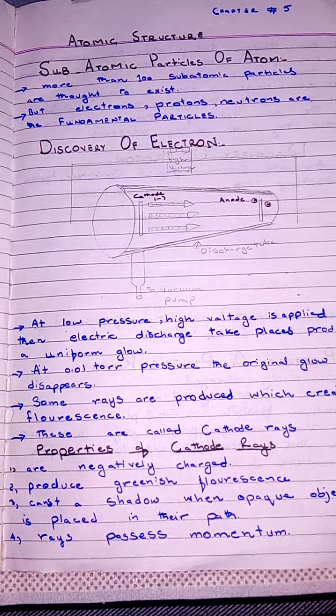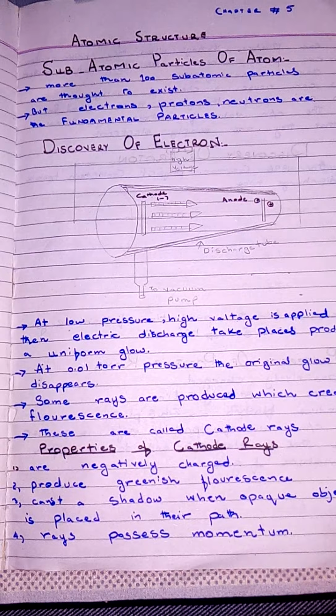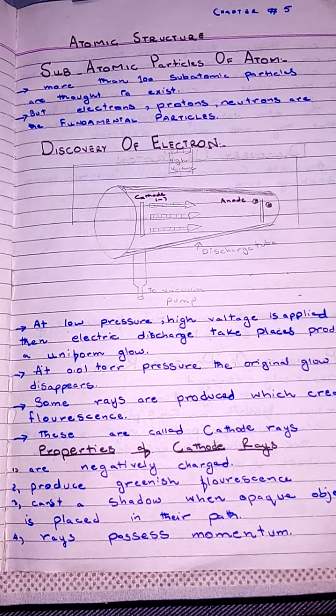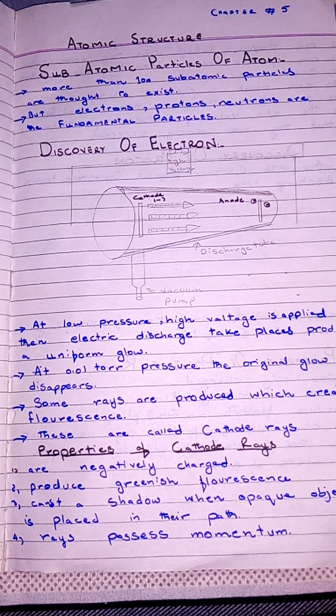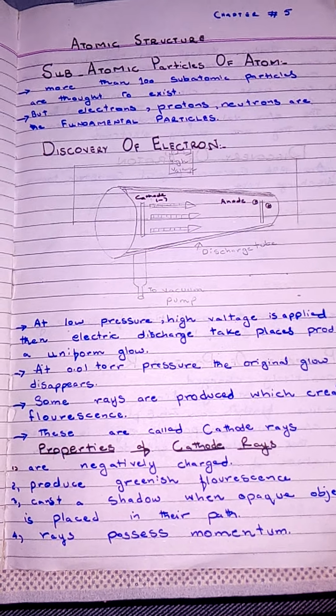It may contain gas, air, or vapors of any substance at any pressure. The tube can be connected to a vacuum pump to maintain any low pressure. Electrodes are connected to a high voltage battery. The exact voltage required depends upon the length of the tube and the pressure inside it.